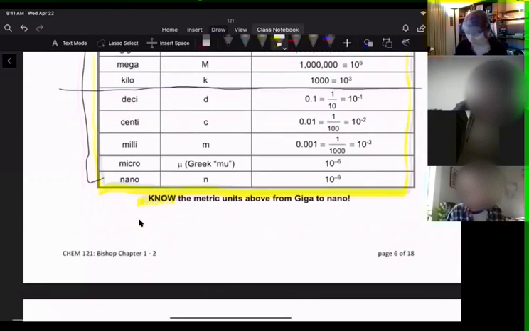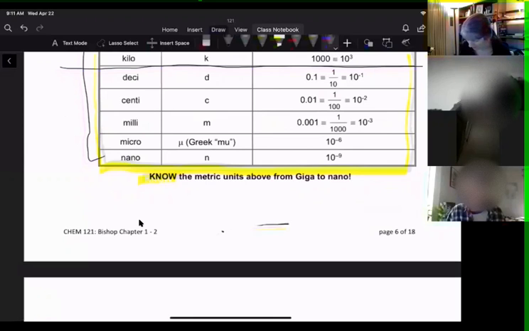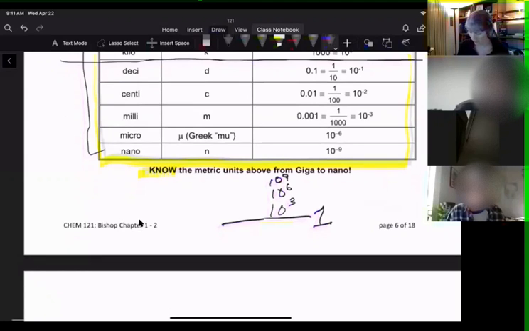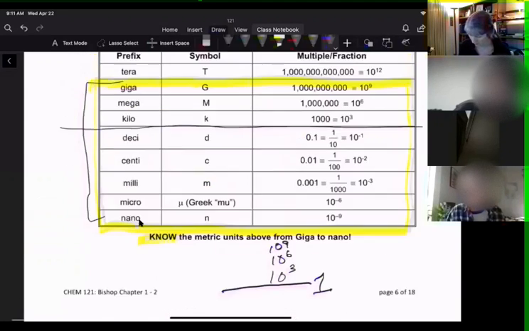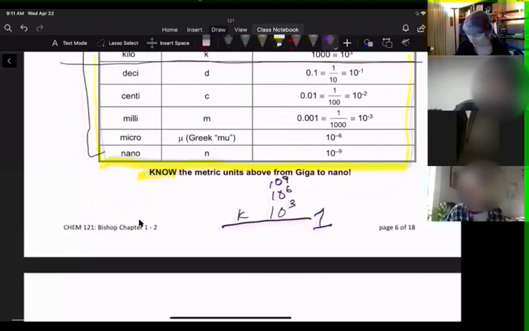Okay. So I always think of that one. And as we go larger, we go 10 to the 3rd, 10 to the 6th, 10 to the 9th, and it goes, I'll hide it. Kilo, capital M is mega, and then the biggest one is giga.